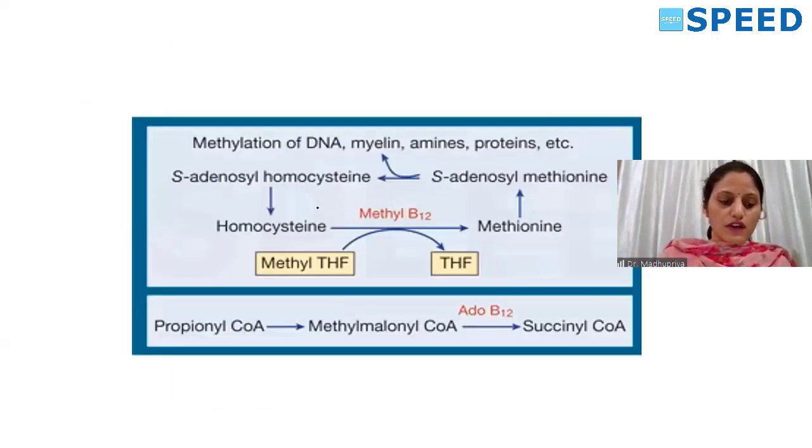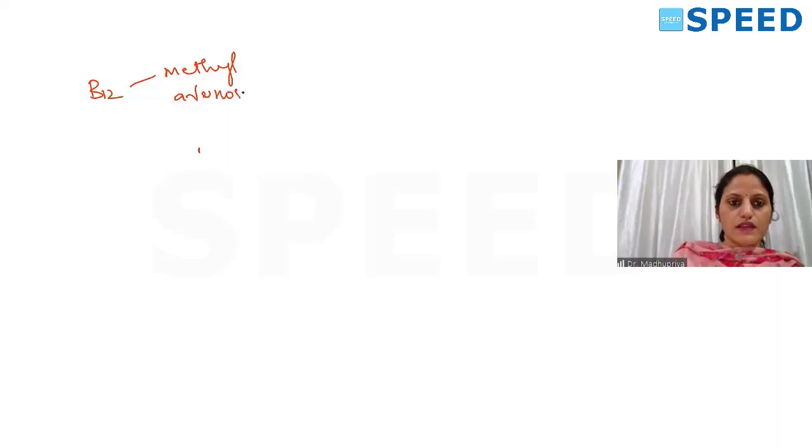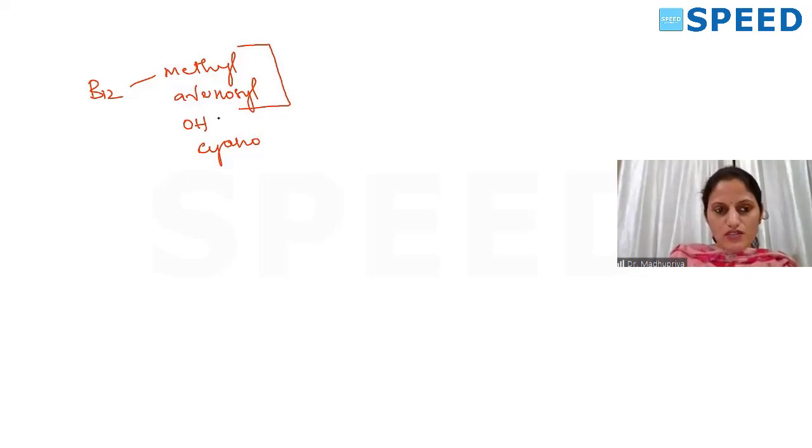So what are the functions? Before that, what are the forms of B12 which we can get? We can get methylcobalamin. We can get adenosylcobalamin. Hydroxycobalamin and cyanocobalamin. Methyl and adenosyl are naturally found. Hydroxycobalamin and cyanocobalamin are commercially produced and we use them for treatment, especially hydroxycobalamin.